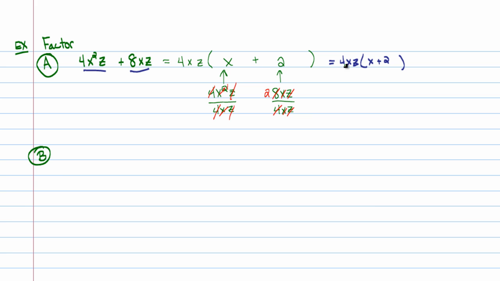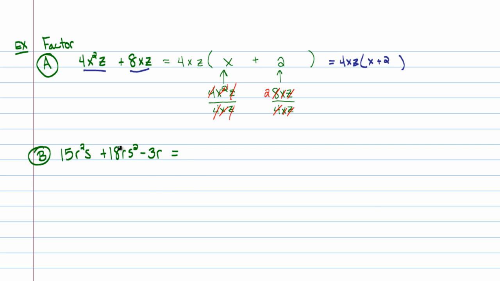Let's try something else. Let's try the following. How about 15r squared s plus 18rs squared minus 3r? Let's try that. Now, first of all, I notice that this has 3 terms, so I know this is going to be different. If it does factor in a special way, I'm going to do some type of trinomial factorization. But I still ask myself, do each of these terms have something in common? And they do.